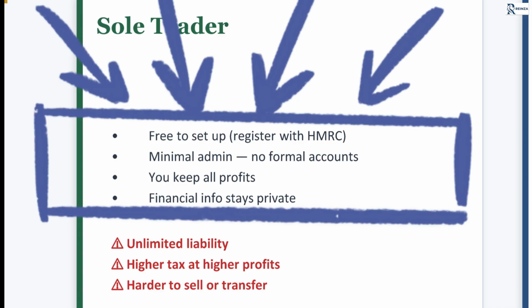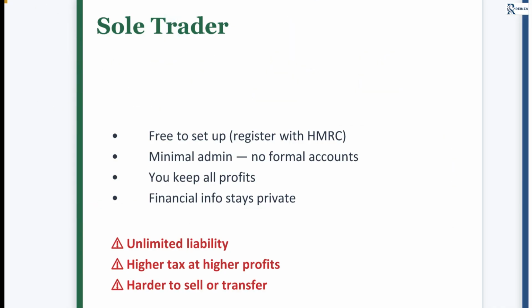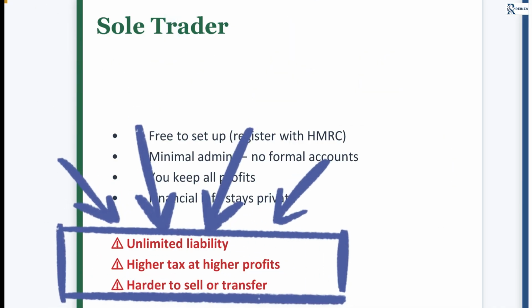However, there are downsides. As a sole trader, you have unlimited personal liability. That means, if your business runs into debt, your personal assets are at risk. You may also pay higher tax once your profits grow beyond a certain level, and it can be harder to sell or transfer the business.